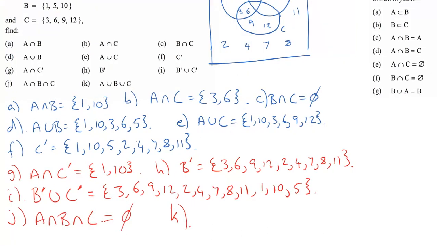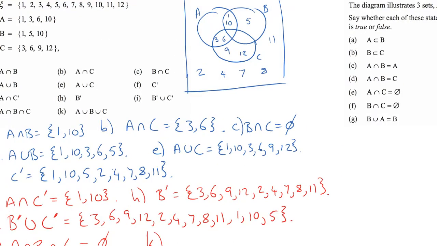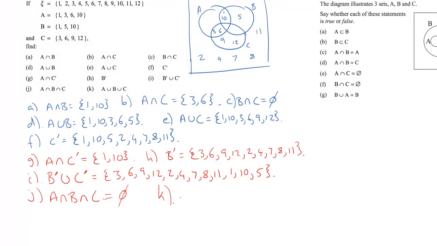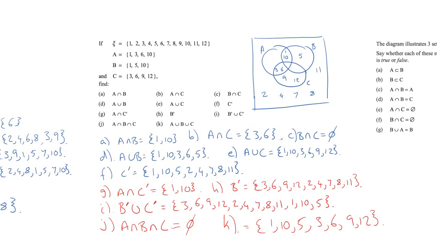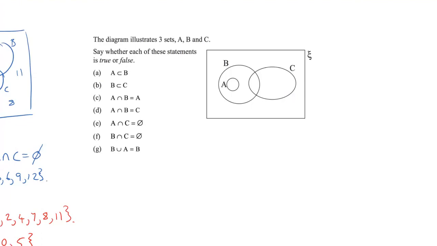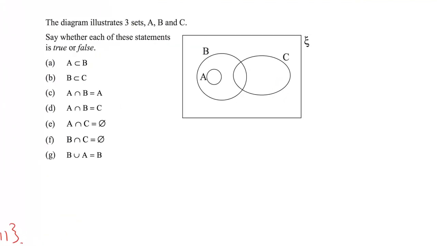Finally, A union B union C. So things that are in A, or they could be in B, or they could be in C. So that is going to be 1 and 10 and 5 and 3 and 6 and 9 and 12. Okay, so that hopefully helps you to understand some more complex questions with Venn diagrams. We've got one more example to have a quick look at. Let's just see if we can think about this.